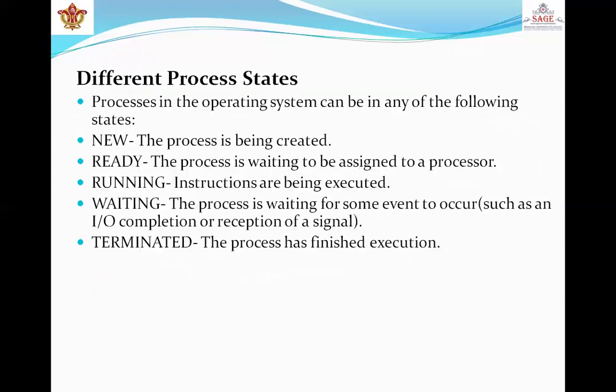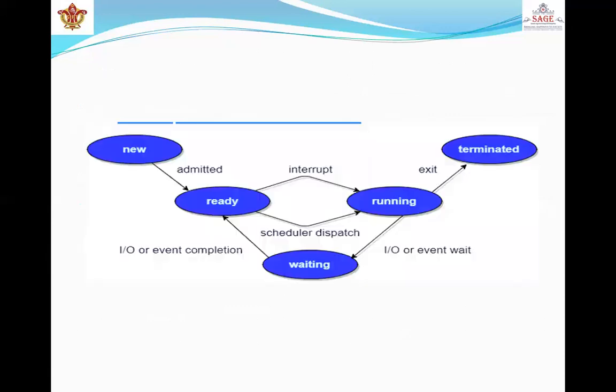Next are the different process states. New: the process is being created. Ready: the process is waiting to be assigned to a processor. Running: instructions are being executed. Waiting: the process is waiting for some event to occur. Last is terminated: the process has finished execution. New, ready, waiting, running, and terminated.